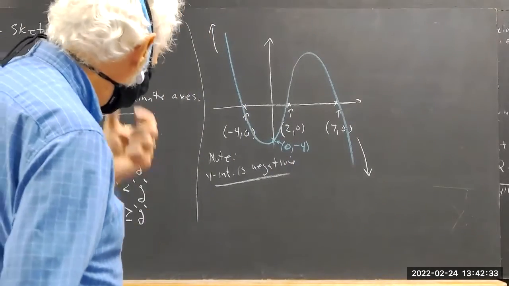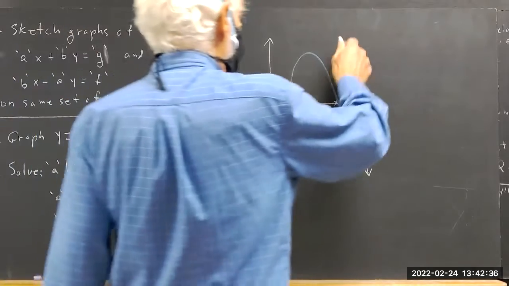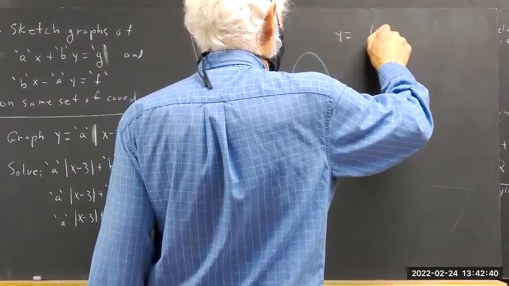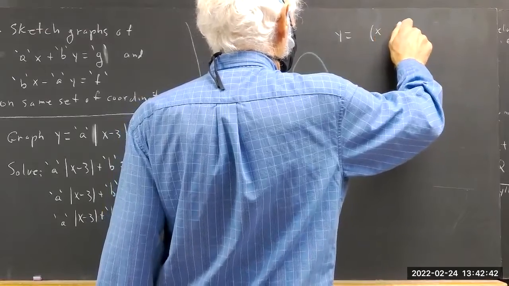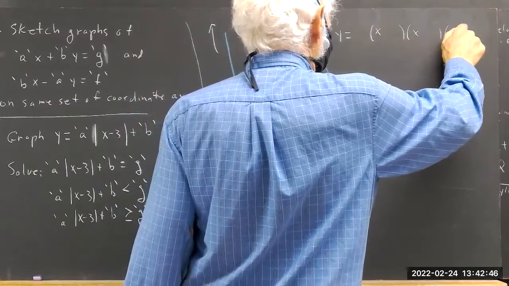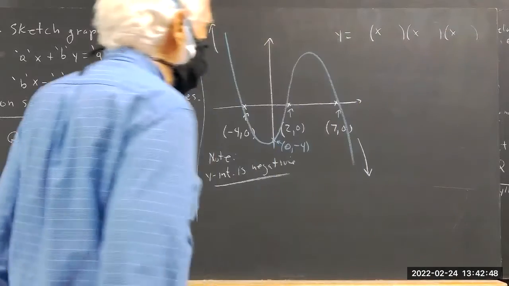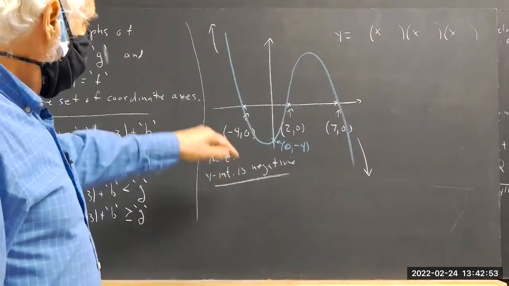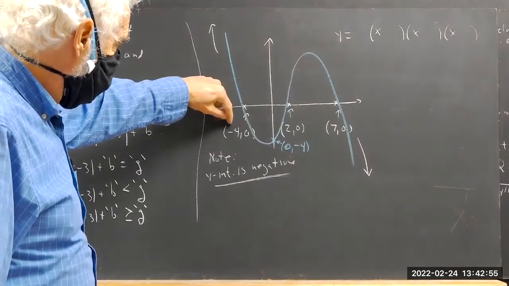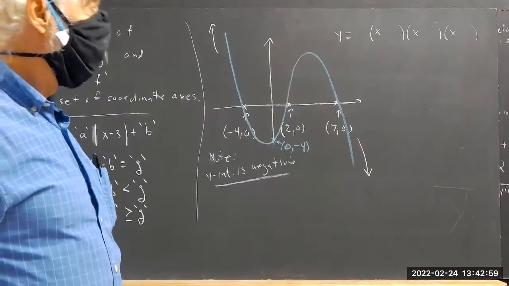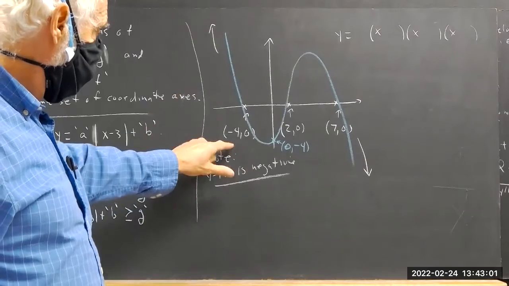Now, first thing we're going to have is y equals something times x plus or minus some number, and x plus or minus some number, and x plus or minus some number. What three numbers do we have to put in here if we're going to get y equals 0 when x is -4, 2, and 7? For example, what can I put up there that would make this thing 0 when x is -4?